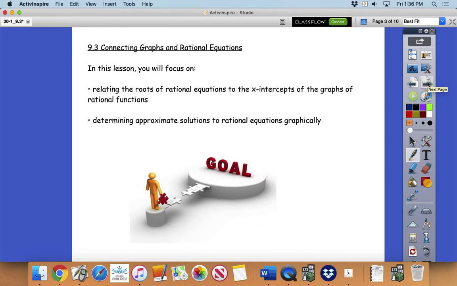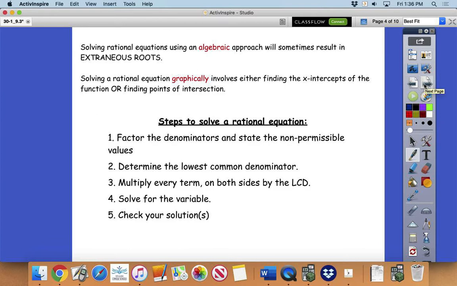Okay, so in lesson 9.3, we're connecting graphs to rational and rational equations. So there's going to be a little repeat from 20-1 where we have to create equations and graphically and algebraically solve for rational equations. So when we algebraically do this, when we solve for solutions, we're going to have to check for extraneous roots. Those are answers that if we plug them back in, left side doesn't equal right side, or they don't make sense.